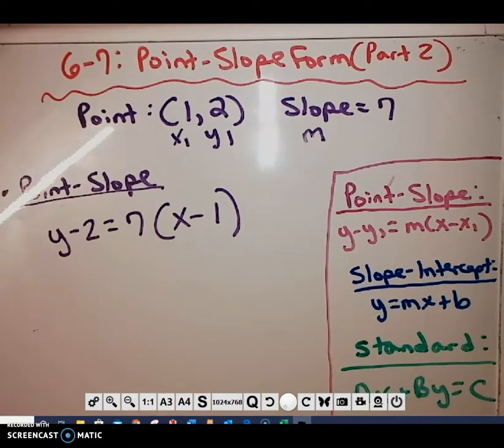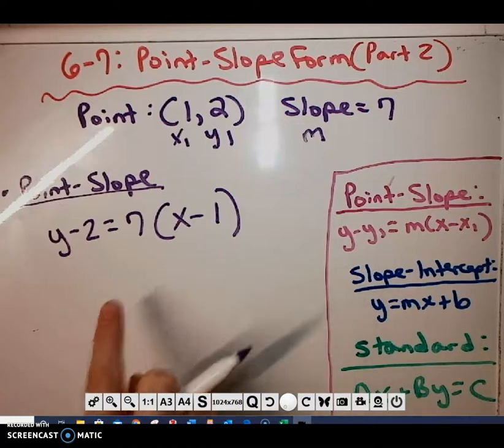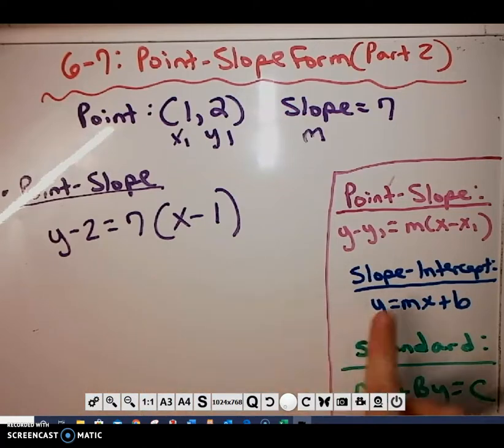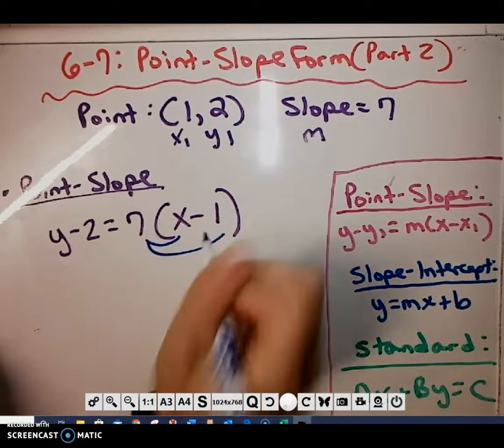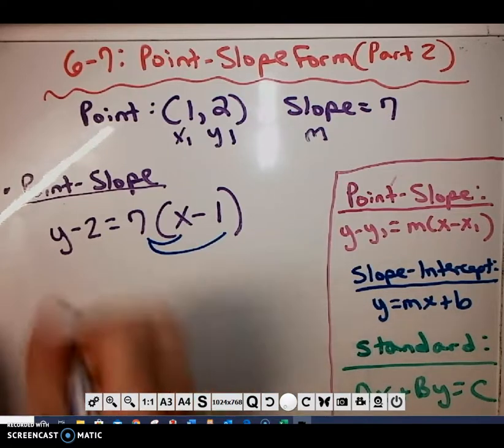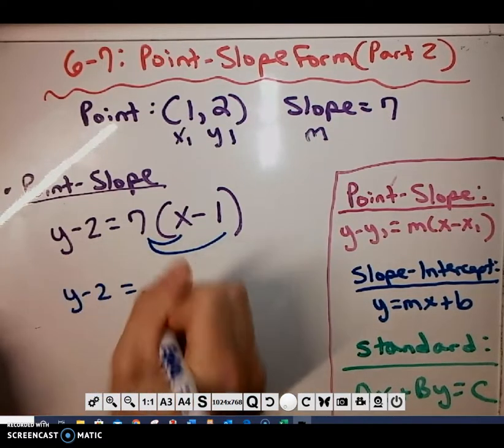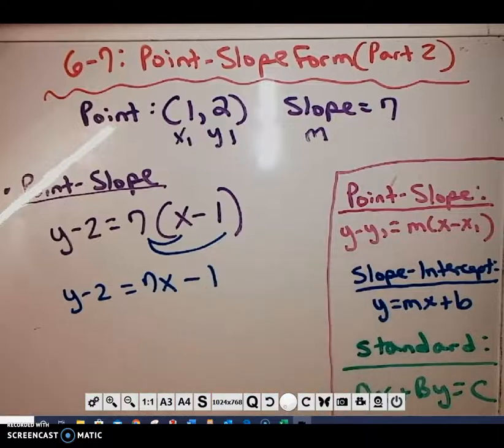From here, I now want to write the name of this line also in slope-intercept form. The name of this line in point slope is y minus 2 equals 7 times x minus 1. Now I want to write it in slope-intercept form. To do that, I'm just going to set this to y equals. I'm solving for y, essentially. y equals mx plus b. To put this into slope-intercept form, I'm going to first just distribute using the banana method and simplify both sides. So now I have y minus 2 equals 7x minus 1.